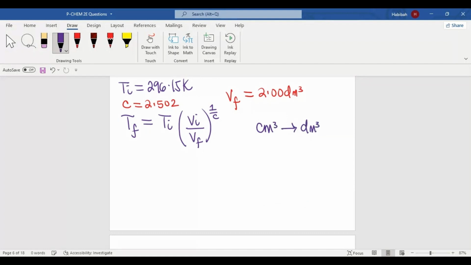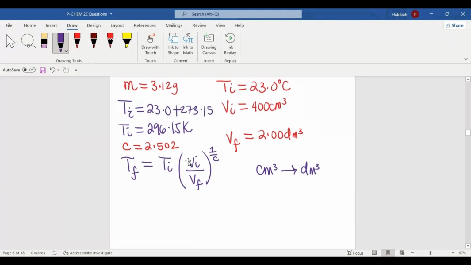You can either make sure that the initial volume and final volume are both in centimeter cube, or you can make sure both of them are in decimeter cube. I am going to make sure both of them are in decimeter cube. So we're going to be going from 400 centimeter cube to whatever that value is in decimeter cube. So we have to remember, I apologize, 1 decimeter cubed is the same thing as 1,000 centimeter cubed. Hence, 400 centimeter cubed is going to give you what value?